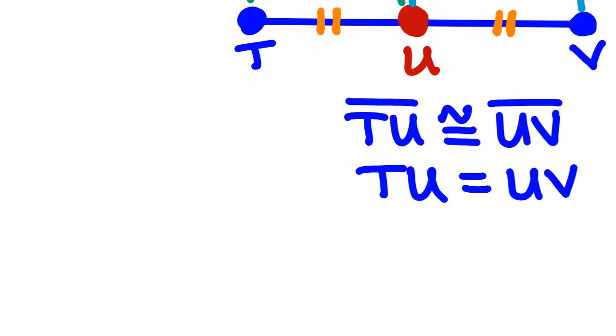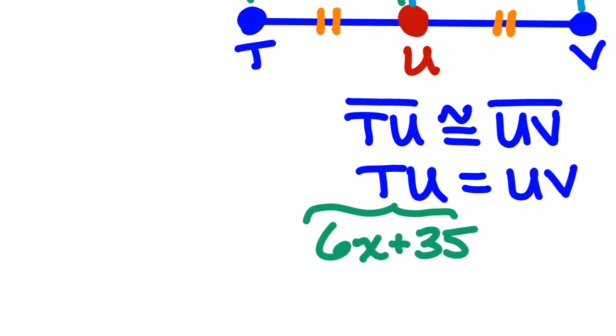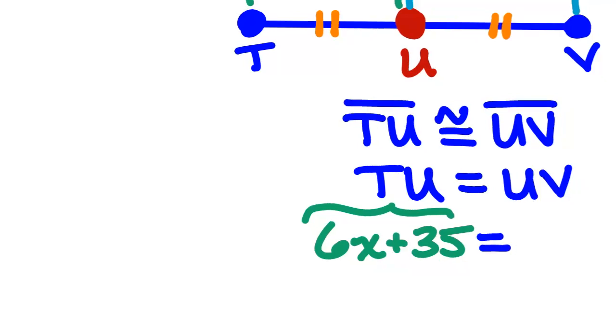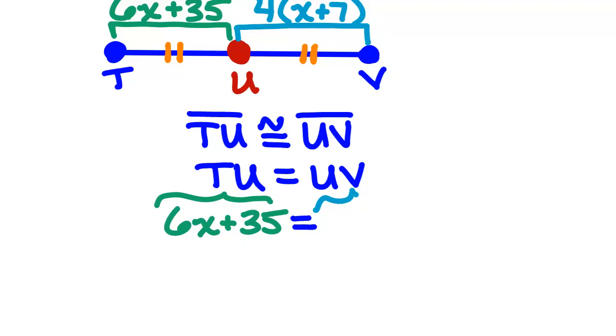How big is segment TU? 6x plus 35. Is that right? Okay, I wasn't looking at it. I was just writing stuff down. How big is UV? 4 times x plus 7. First thing I want to do, we did our substitution. That's how I got here. So yes, we did want to do substitution. What do I do after I do the substitution? We're going to do distributive property. 4 gets distributed to both of these pieces.